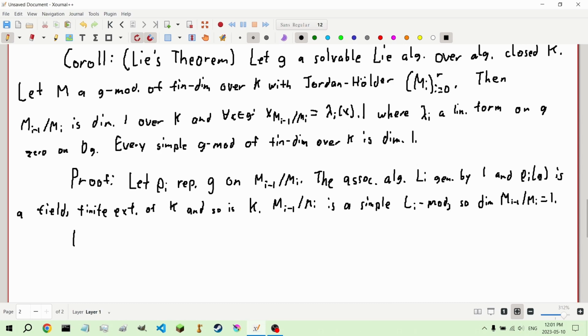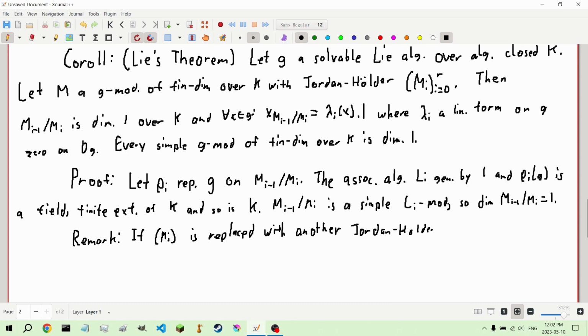Okay, and quick remark. If the sequence M_i is replaced with another Jordan-Hölder series, then the sequence of linear forms lambda_i is permuted by the Jordan-Hölder theorem, because essentially we're just rearranging how we're decomposing our space M.